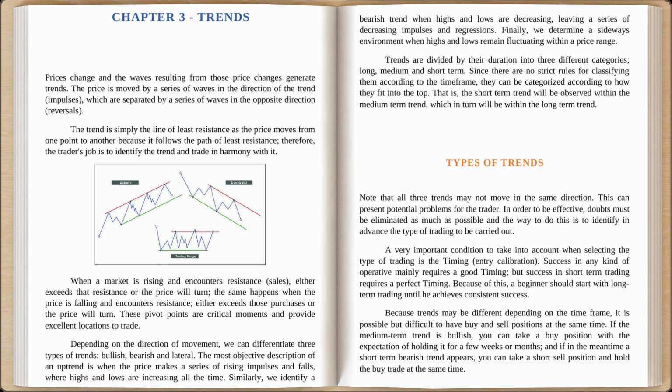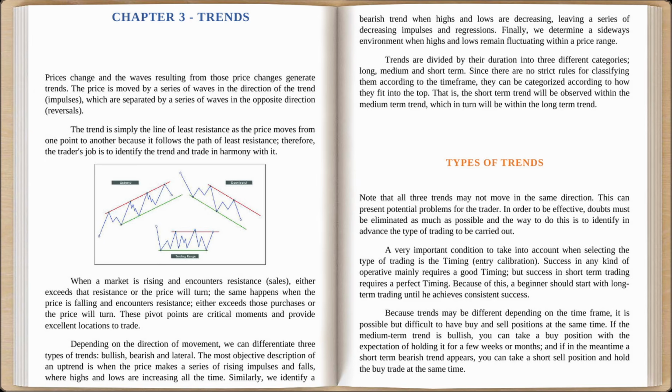This can present potential problems for the trader. In order to be effective, doubts must be eliminated as much as possible, and the way to do this is to identify in advance the type of trading to be carried out. A very important condition to take into account when selecting the type of trading is the timing entry calibration. Success in any kind of operative mainly requires a good timing, but success in short-term trading requires a perfect timing. Because of this, a beginner should start with long-term trading until he achieves consistent success.